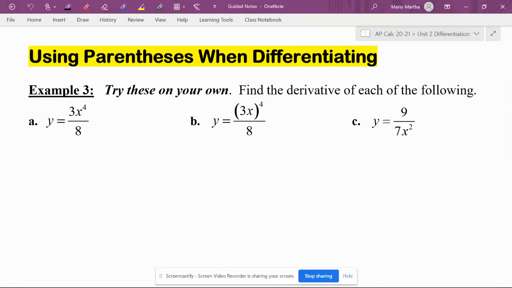Continuing with 2.5, 2.6, it would be part 2, using parentheses when differentiating. Example 3, try these on your own. Find the derivative of each of the following. So we have 4 examples right there.